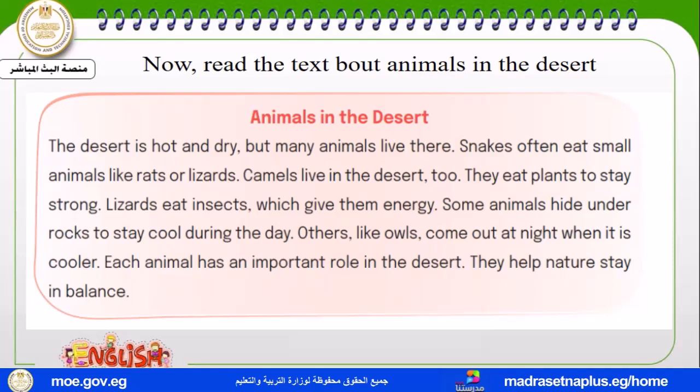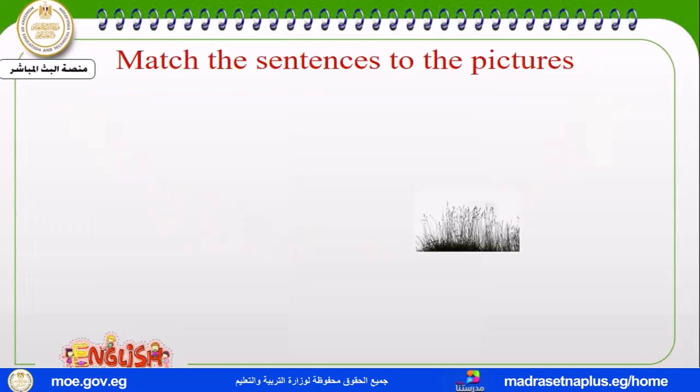Also, some animals can live there by hiding under rocks to keep themselves safe from the heat during the day. Other animals, like owls, don't come out during the day, but they come out at night. And all of these animals are important because they help to keep nature intact.